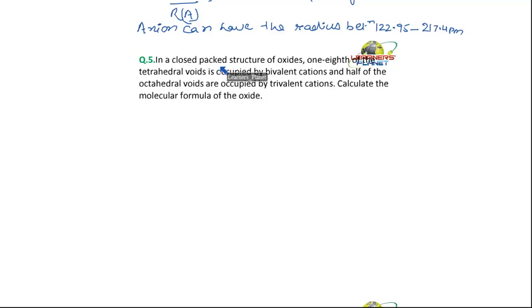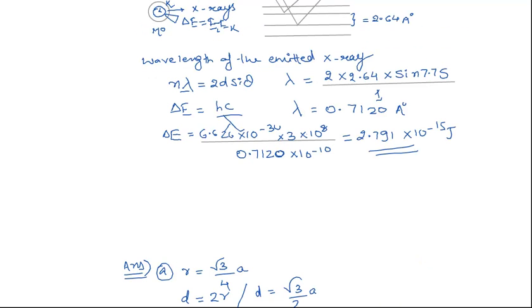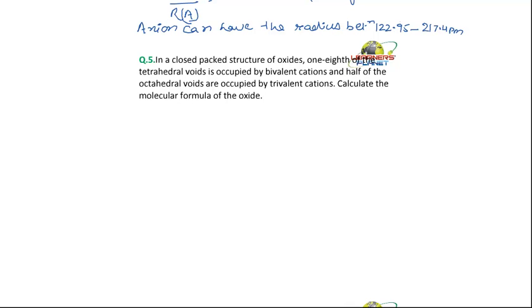In a closed packed structure of oxides, 1/8 of the tetrahedral voids is occupied by bivalent cations and half of the octahedral voids are occupied by trivalent cations. Calculate the molecular formula of oxide. How will you calculate the molecular formula of oxide? See, there is closed packed structure of oxides.